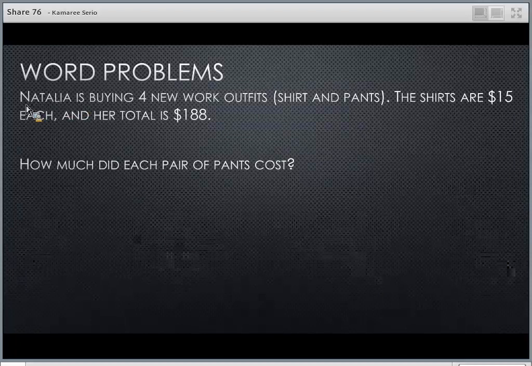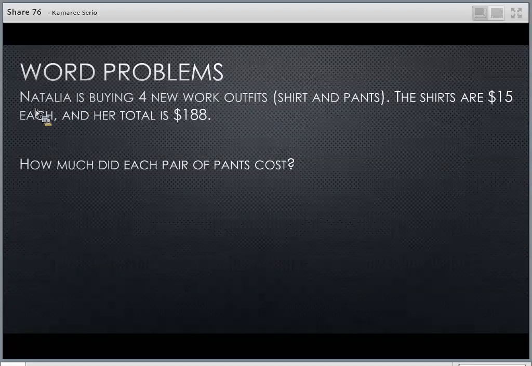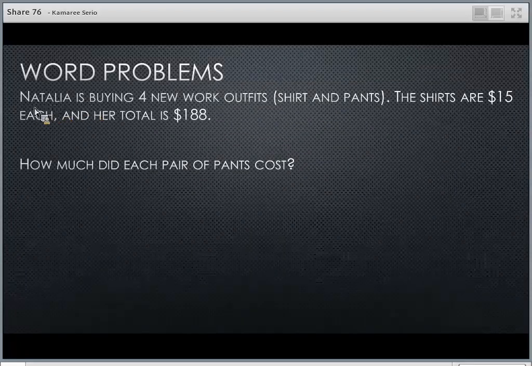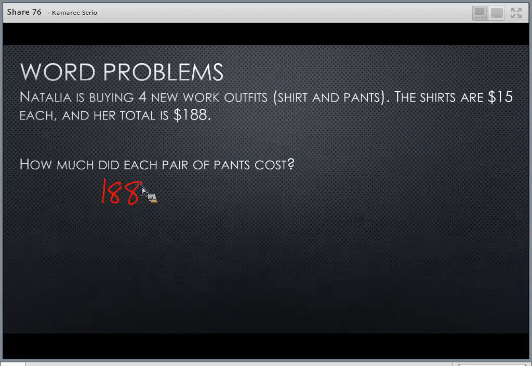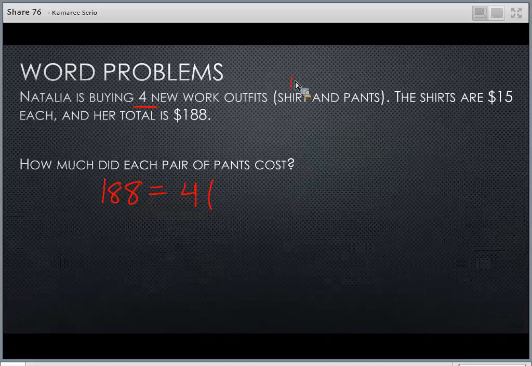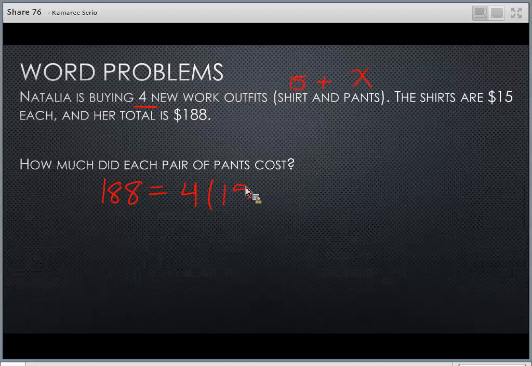Alright, this word problem says that Natalia is buying 4 new outfits, shirts and pants. The shirts are $15 each, and her total is $188. How much did each pair of pants cost? Well, I know what her total is, $188. She's buying 4 total outfits, and there's 2 pieces. The shirts are $15, and the pants I don't know. So I have 15 plus x.